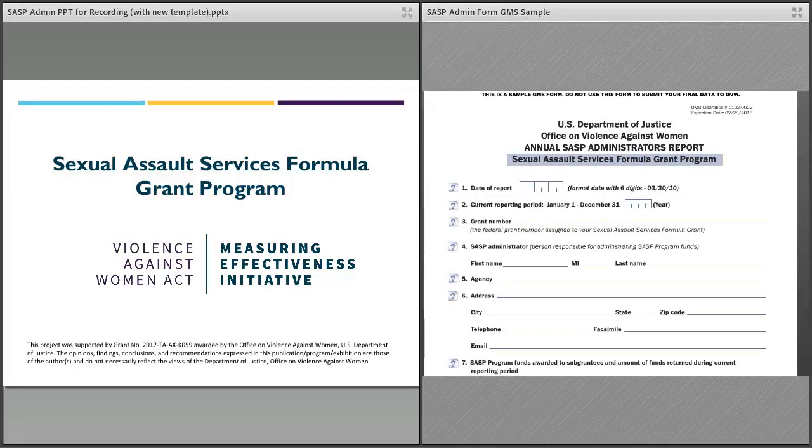Hello, welcome to the training on the Sexual Assault Services Formula Grant Program Annual Progress Reporting Form. This training is intended for SASP Formula administrators.